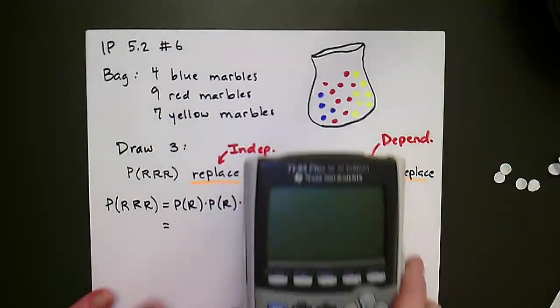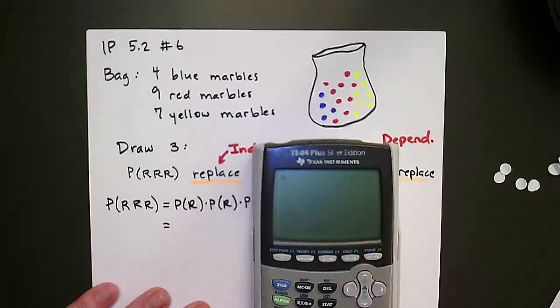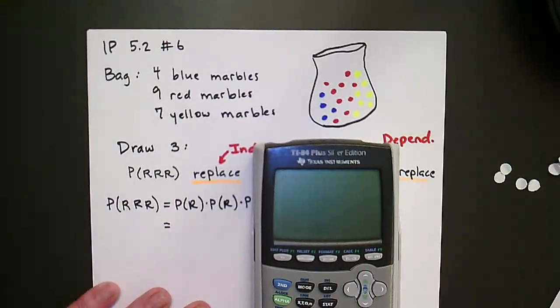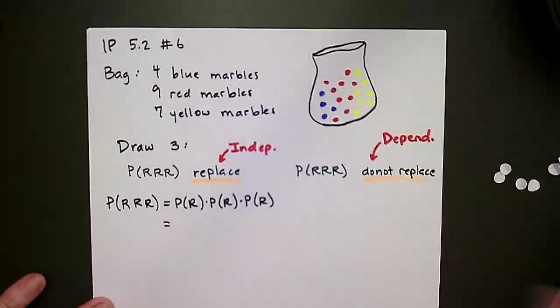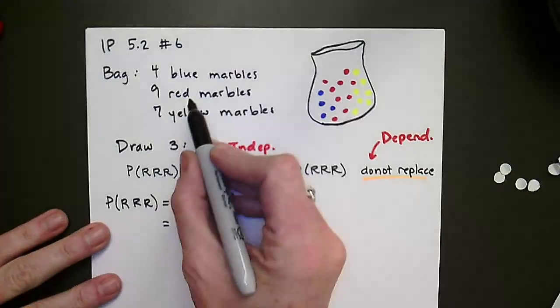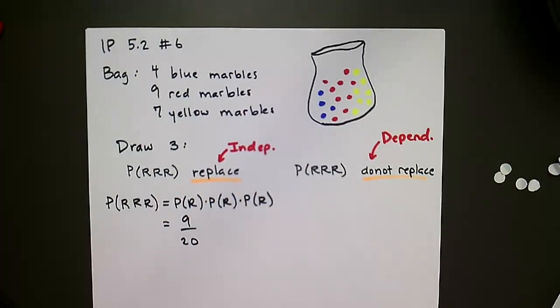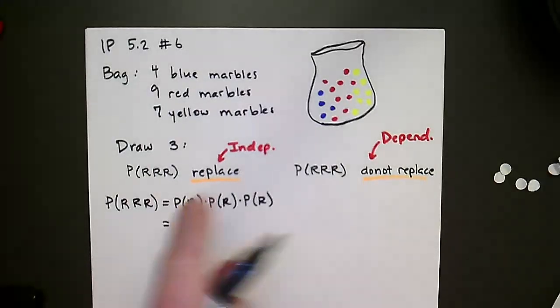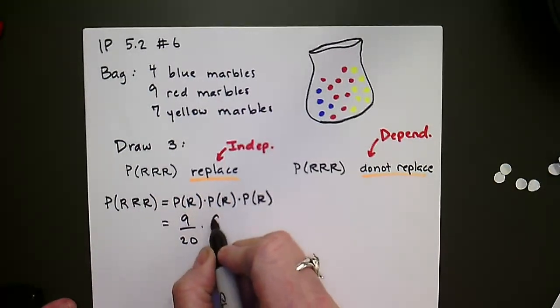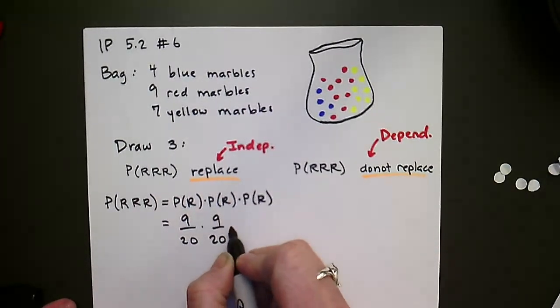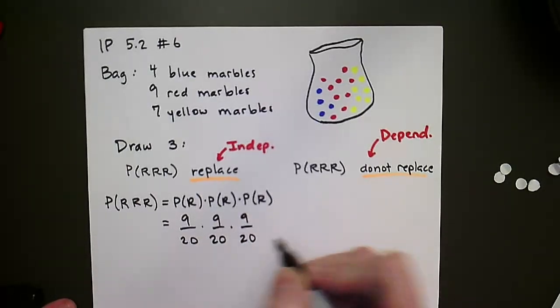And then I'm just second guessing my addition skills here, so I got the calculator out. I want to add 4 and 9 and 7. 4 plus 9 plus 7, it's 20. So there's 20 total marbles in there. All right, so I have the options of getting 9 out of 20. There are 9 red marbles out of 20 total. So I pull one out, that's the probability of getting a red. I put it back, I replace it, and I do it again. So once more, it is 9 out of 20, and then a third time, it is 9 out of 20.